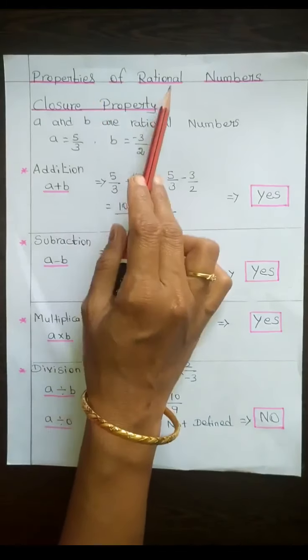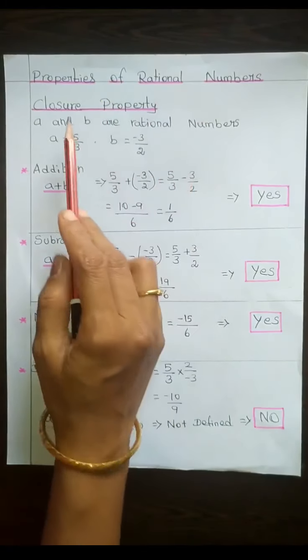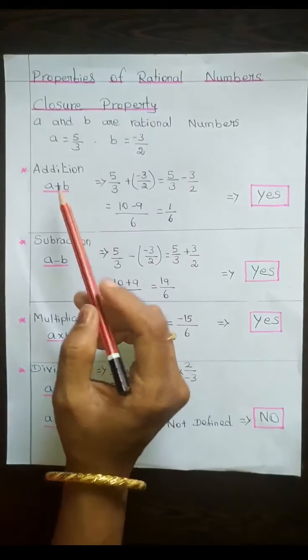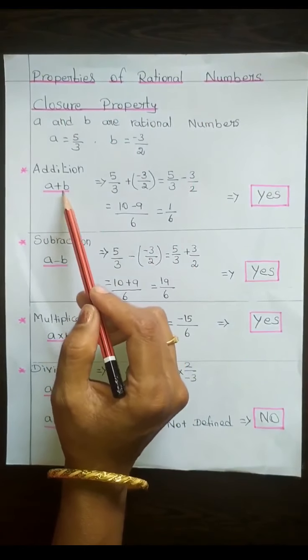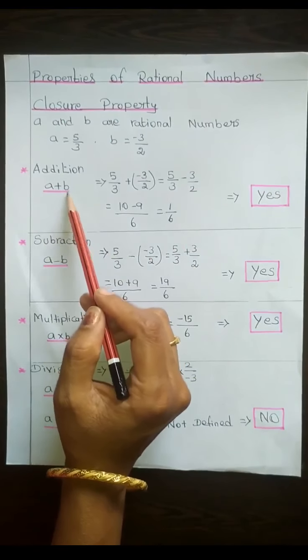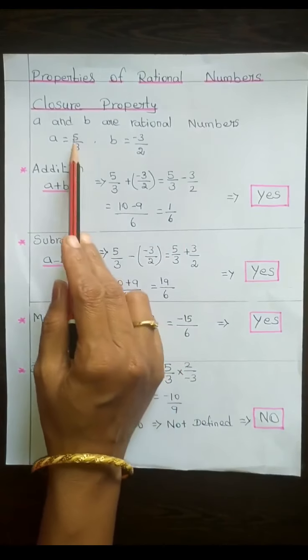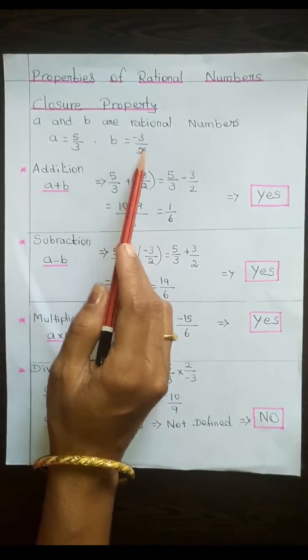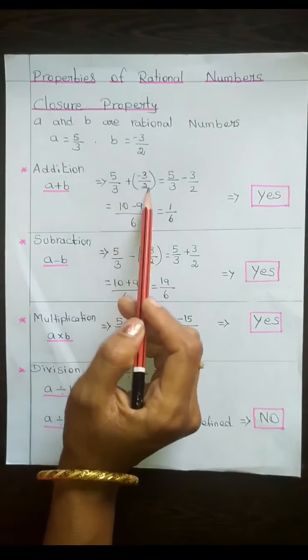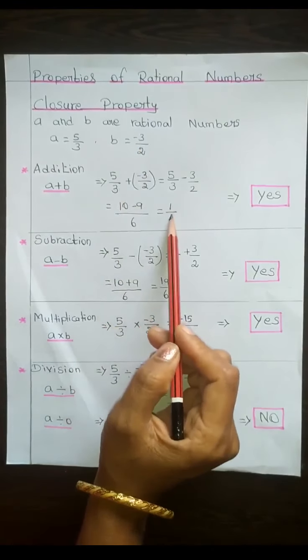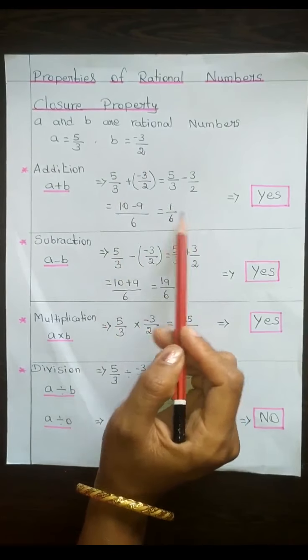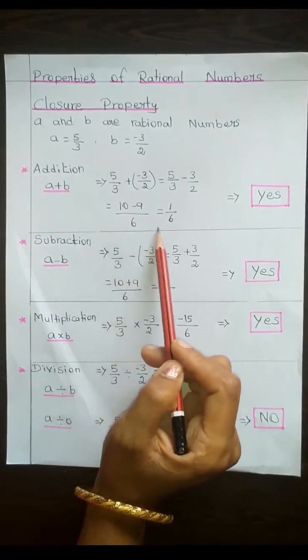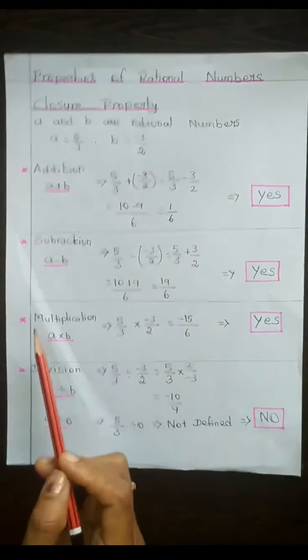Today we are going to learn about properties of rational numbers. First we will see the closure property. Here, when we add two rational numbers, the answer will also be a rational number. I have taken 5 by 3 as A and minus 3 by 2 as B. When we add these two rational numbers, I got the answer 1 by 6, which is a rational number. So we come to know rational numbers are closed under addition.